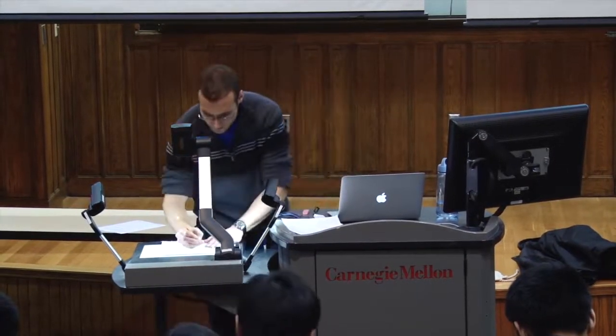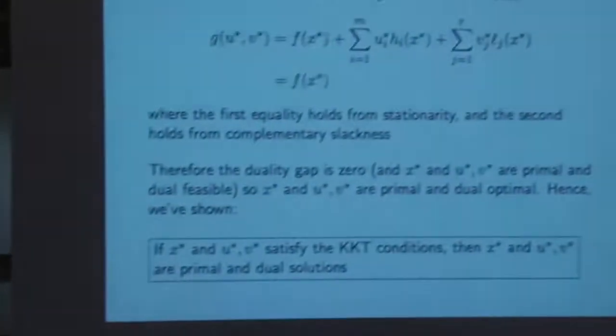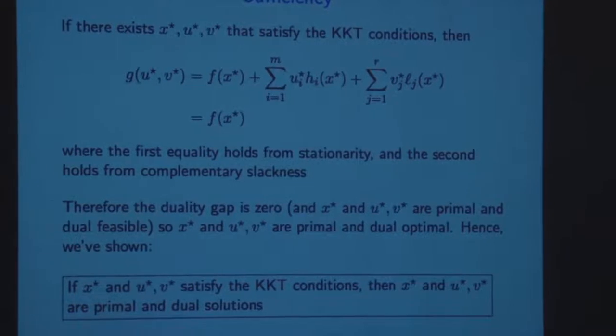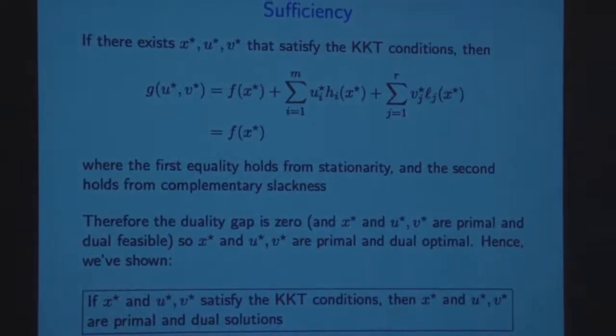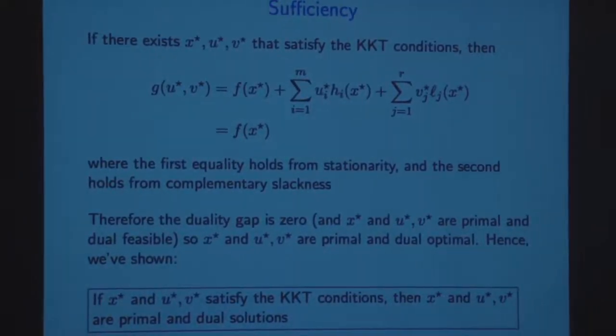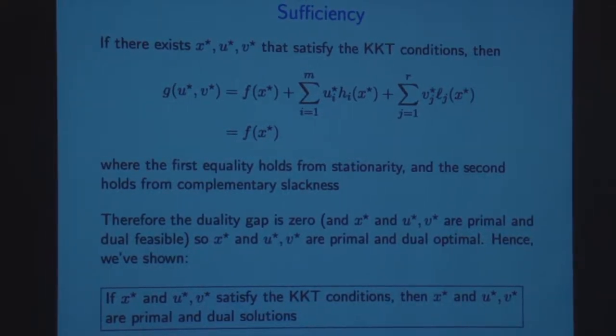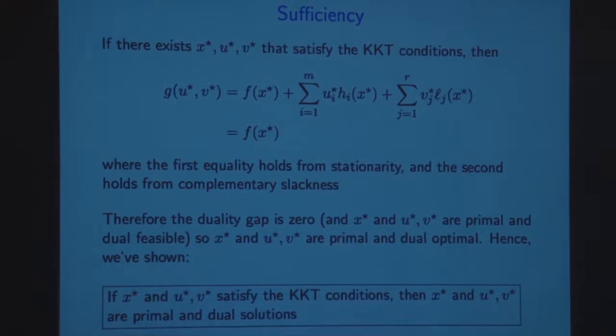Okay, let's do the other direction now. That was necessity. Let's do sufficiency. We're trying to show now that if we have a triplet that satisfies the KKT conditions, then the corresponding x star is primal optimal and the corresponding u star and v star are dual optimal. Which means the KKT conditions are sufficient for optimality, the other direction.